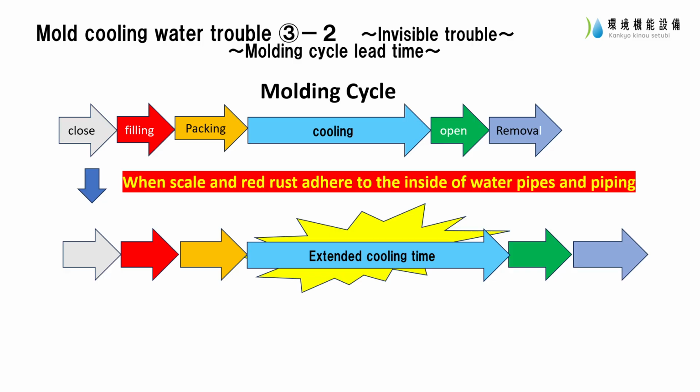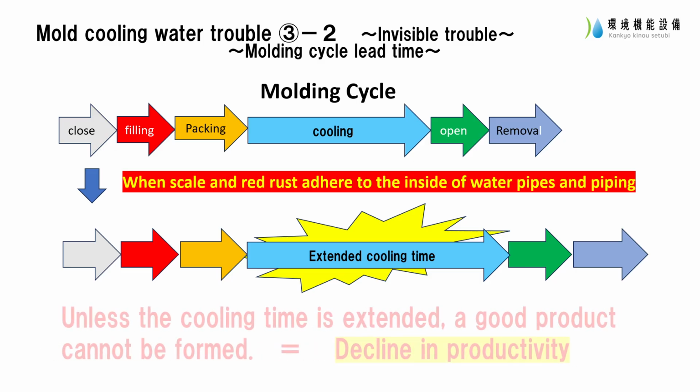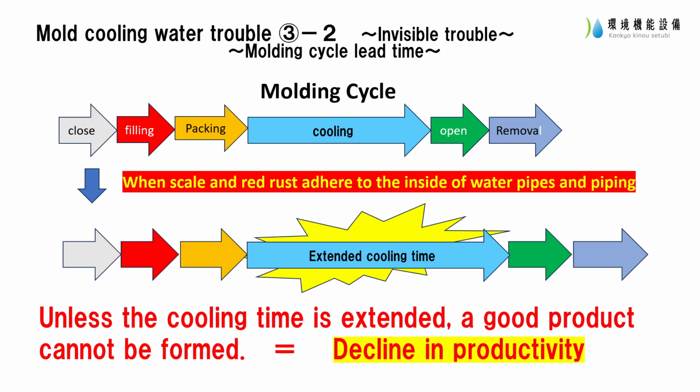However, it will become necessary to cool the mold for an extra 0.5 seconds, or 1.0 second or so, to produce the molded product. This extension of a fraction of a second in the molding cycle is difficult to perceive and therefore rarely goes unnoticed. In other words, problems are already occurring without you realizing it.